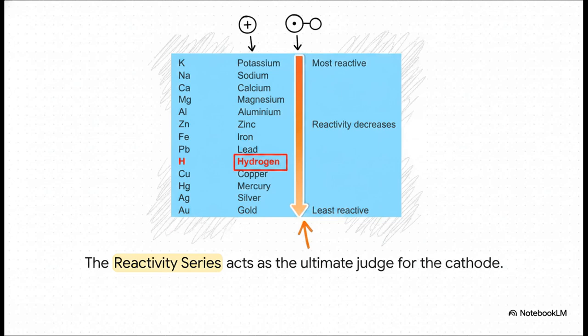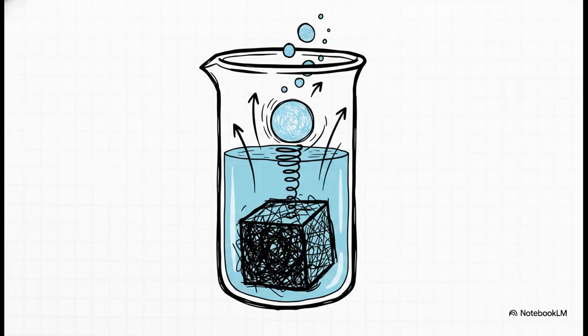Positive metal ions are competing with water's hydrogen ions, and this reactivity series acts as our ultimate judge. Notice exactly where hydrogen sits on this list. Right there in the middle, sandwiched between lead and copper. Its exact rank is the key to the whole shebang. Here is the cathode rule. The least reactive ion is the one that gets discharged.